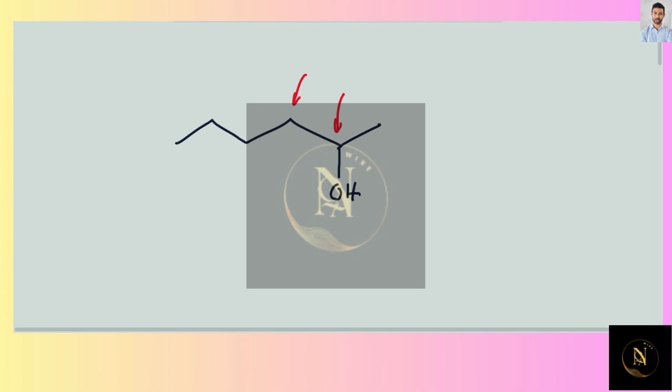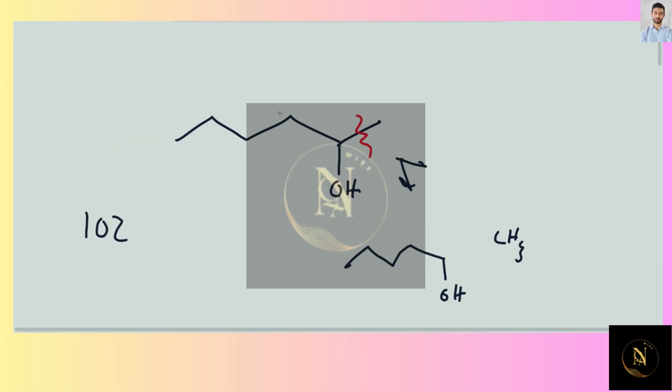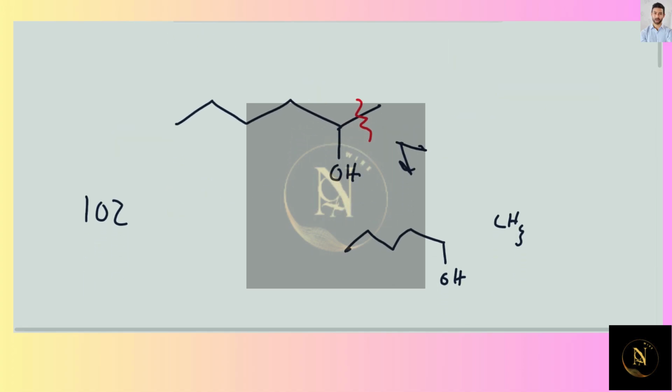So let's take a look at this fragmentation. Would that help us? It previously weighed 102, and this would give us that fragment, and this CH3 would pop off, the methyl group, right? So that's the same as what we had before. That's 15 for the methyl group and 87. We're looking for 45, so that fragmentation is not going to help us.